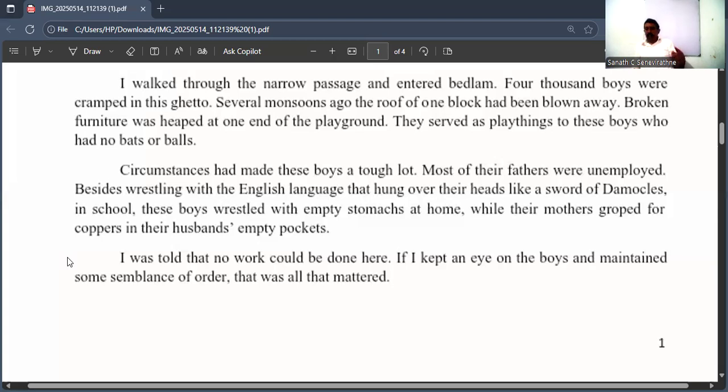I started the class to learn English, to learn literature. You have to go this way, right?